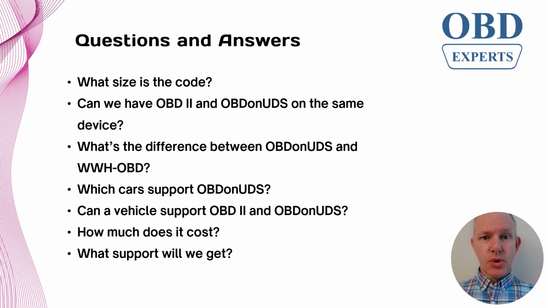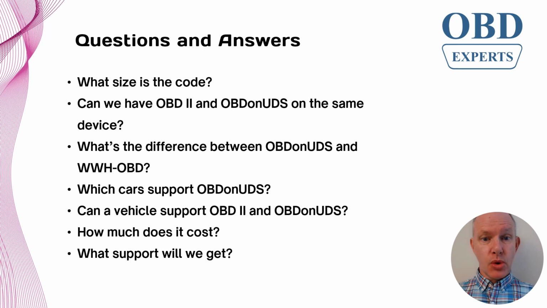What's the main difference between OBDonUDS and WWH-OBD? OBDonUDS is the standard adopted by North America, and WWH-OBD by Europe. They're basically the same for the new UDS CAN communications, and as vehicles are produced, we'll make sure both are supported by our OBDonUDS software. Which cars support OBDonUDS? Well, as of today, there are no known new vehicles that support OBDonUDS. However, an OEM could start selling an OBDonUDS car from tomorrow, and that means it won't support OBD2.